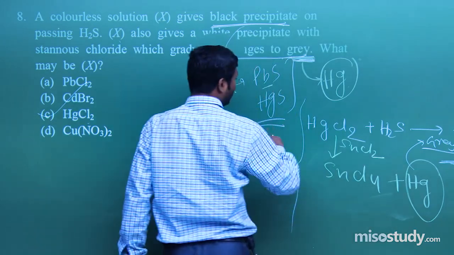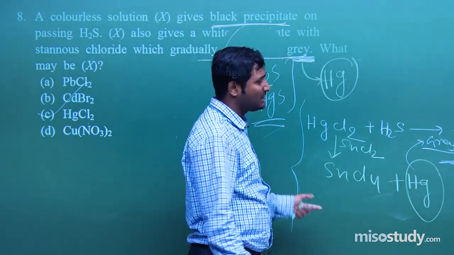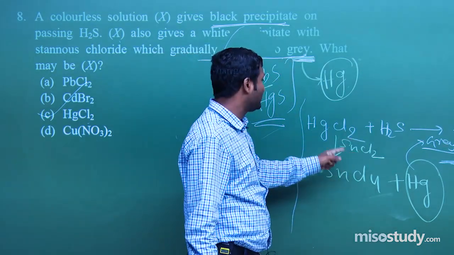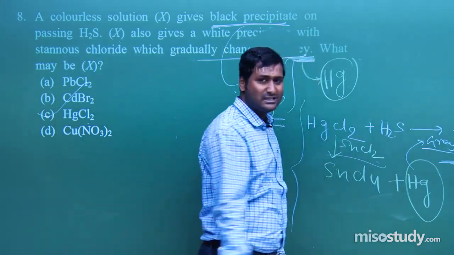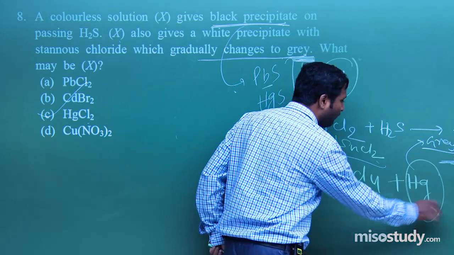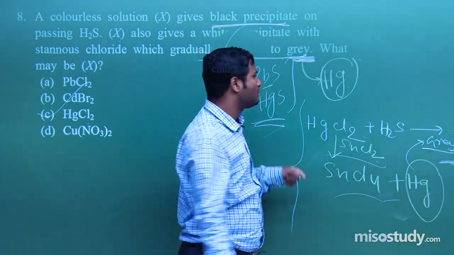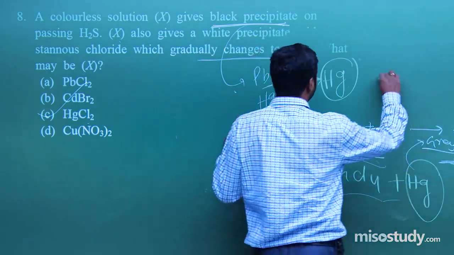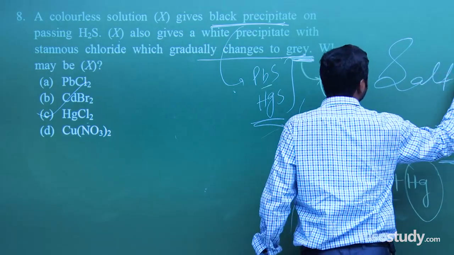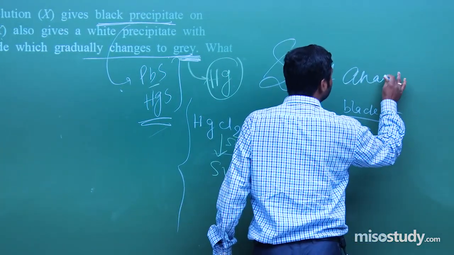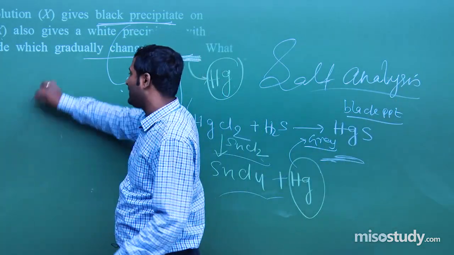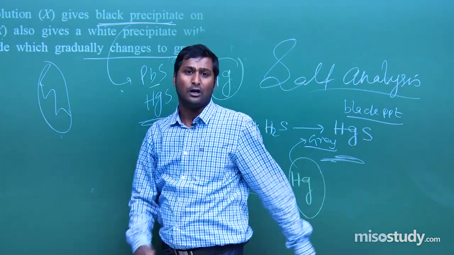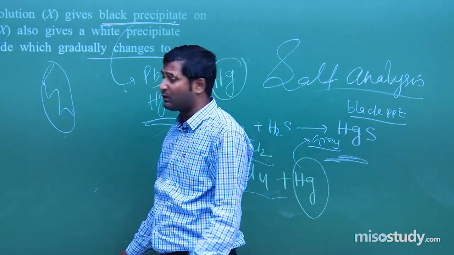Now check out the relation here, HgCl2 plus H2S, which gives HgS. And HgCl2 when treated with stannous chloride, that is SnCl2, it gives you SnCl4 plus Hg, gray in color. This is again one of the best questions, and this question belongs to salt analysis also. Clear, friend? So be careful, it will definitely give you around 5 marks if you have a solid command on such kind of questions. Clear?